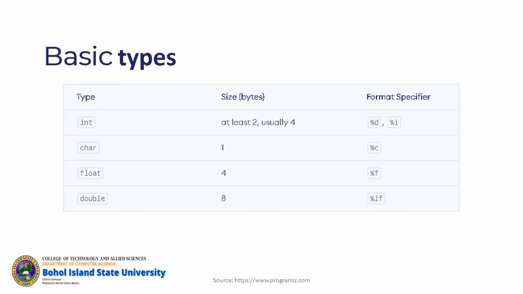Next is float. It stores numbers with decimals, and it is associated with the format specifier %f. Last is double. Same as float, it can hold numbers with decimals, but it has a larger capacity and it is associated with %lf.